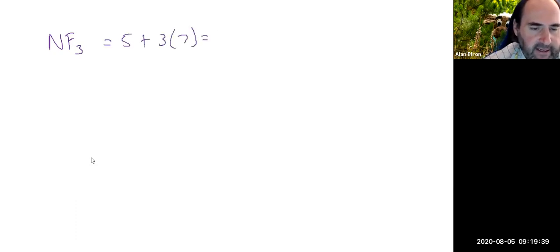So for example, again, if we looked at NF3, nitrogen has 5 valence electrons. There are 3 fluorines, each has 7. That is 26 valence electrons.